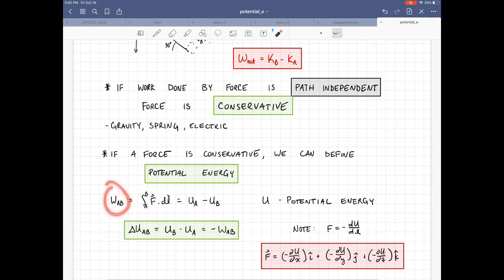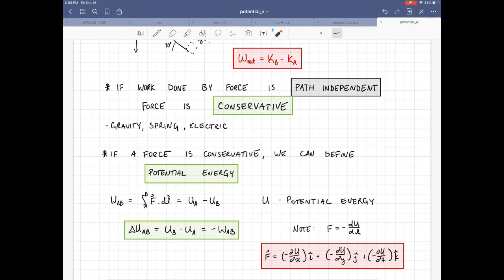So our work definition, the work done as we go from A to B, is just the dot product of the force dotted into the displacement vector over the path from A to B. We integrate that whole thing. And the potential energy then is defined as the difference between the potential energy at the start, A, minus the potential energy at the end. So that's equal to the work done. So the potential energy is related to the work.